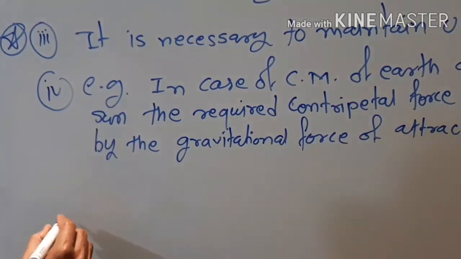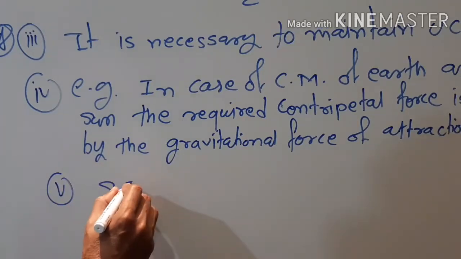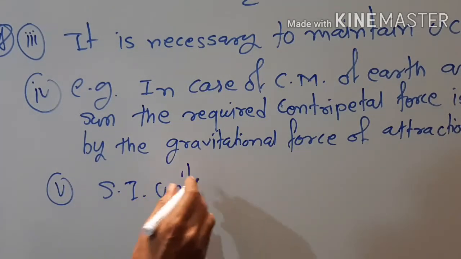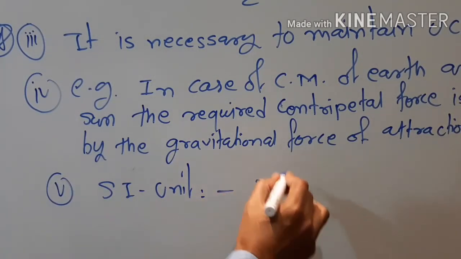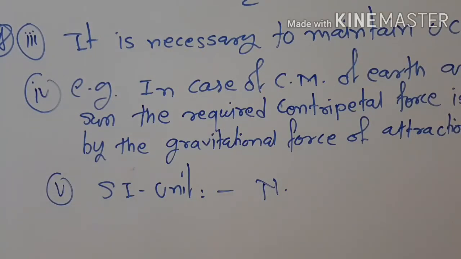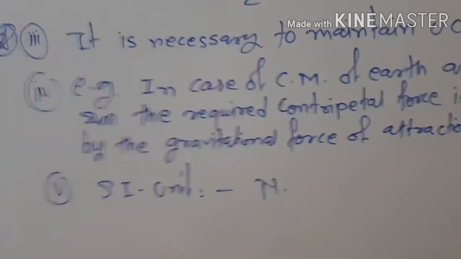Now the fifth point is SI unit, and it is Newton. So in the point centripetal force 3.1, we studied the answer of what is a centripetal force in 5 different points. First is definition, second is formula, third is its necessity, fourth is example, and fifth is SI unit.